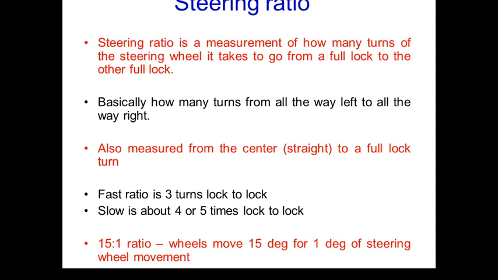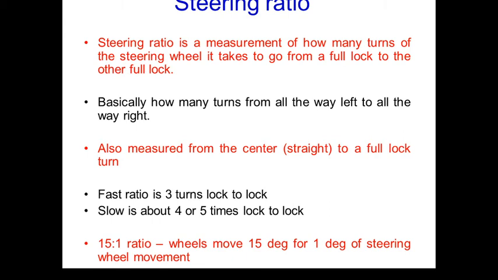Now talking about the steering ratio. The steering ratio is a measurement of how many turns of the steering wheel it takes to go from one full lock to the other full lock. While turning the wheel, we must encounter a condition in which the driver feels that the steering is locked on the left side, and after turning fully, it may feel that the turning is locked on the right side. So basically, how many turns from all the way left to all the way right is important to know.